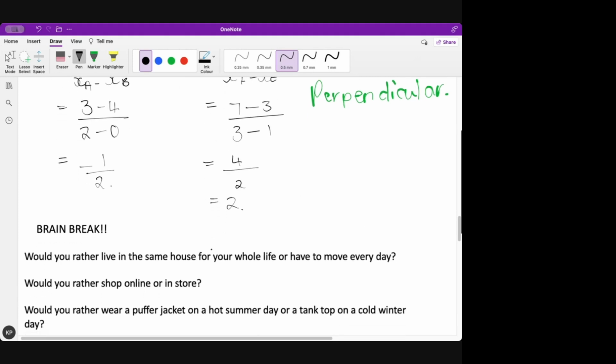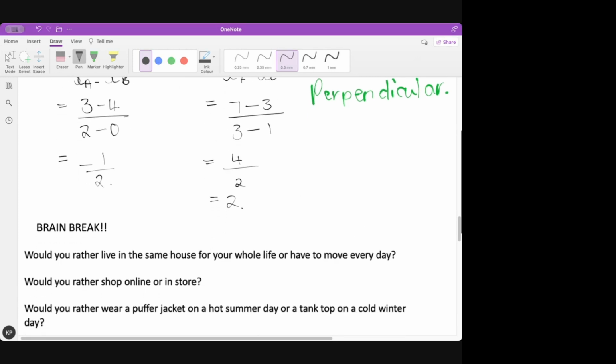Next up, guys, would you rather wear a puffer jacket on a hot summer day or a tank top on a cold winter day? This one is a little bit much. Either wearing a puffer jacket on a very hot summer day or a tank top on a cold winter day. I don't know how I feel about this one, guys.